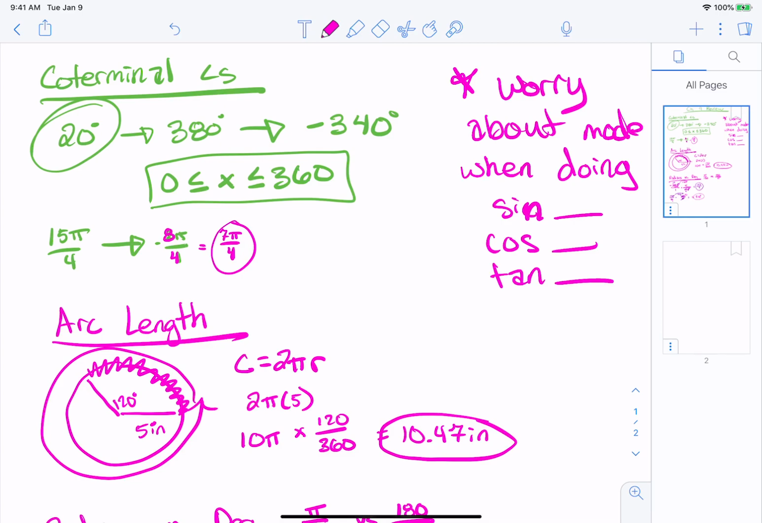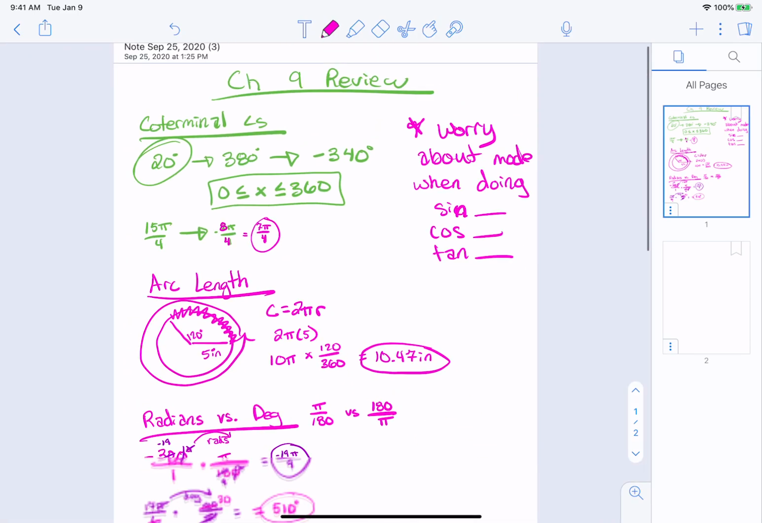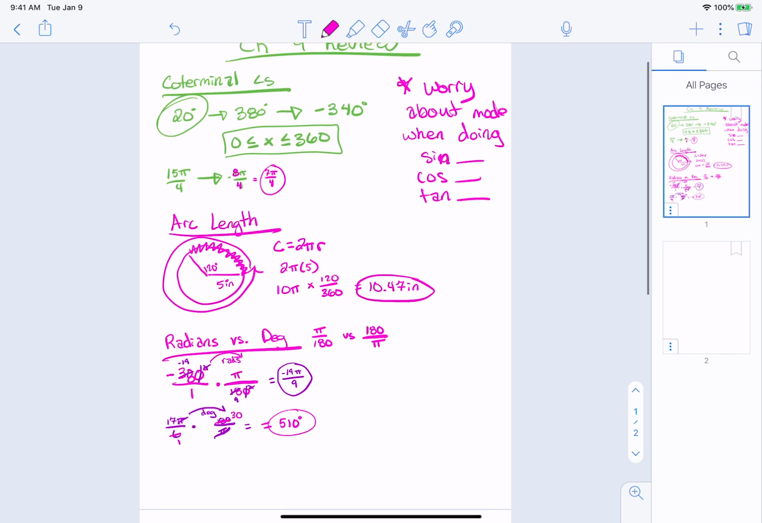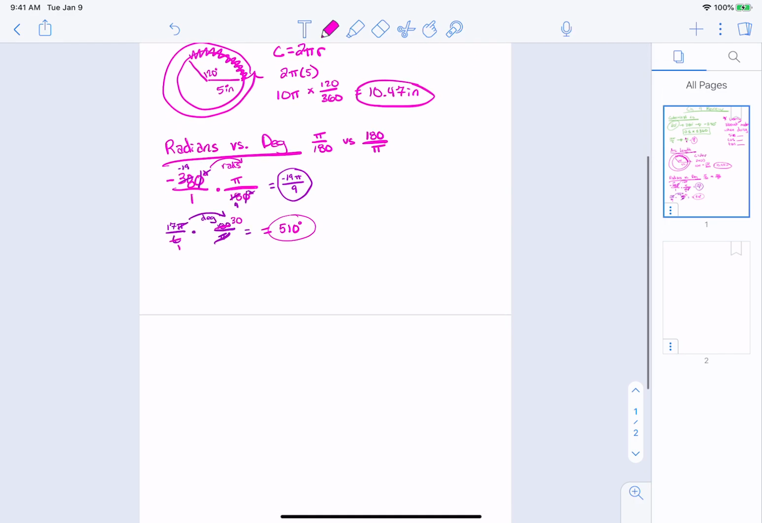Okay, so that's the only time you have to worry about what mode your calculator's in. Sine, cosine, tangent. Look how easy this is. Are we good? See this? Good that far? No, I don't think so. You can tell when I'm cheating. All right.